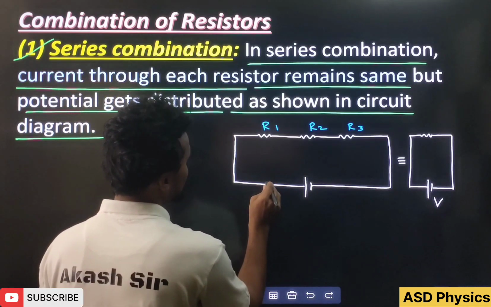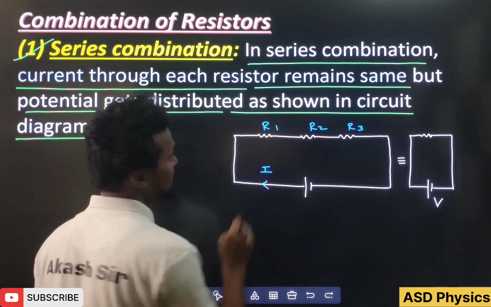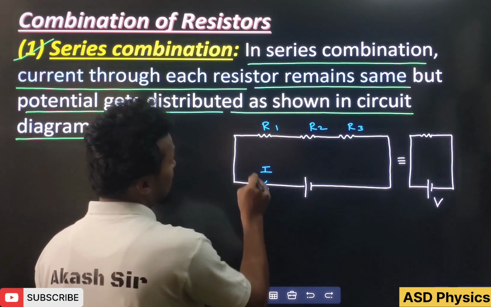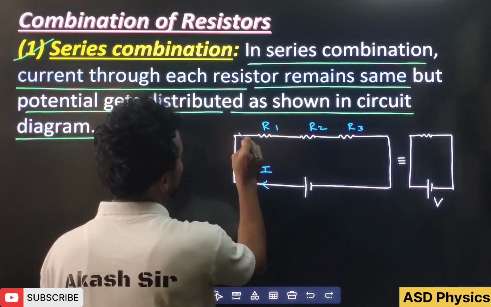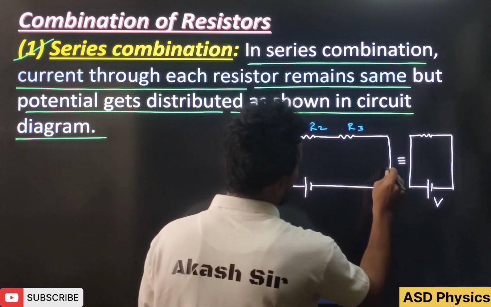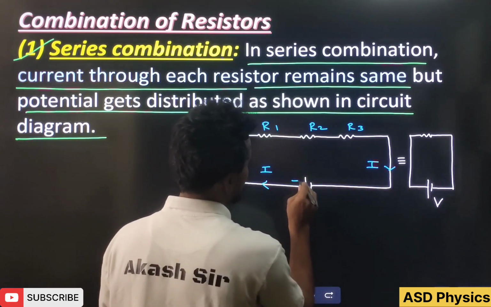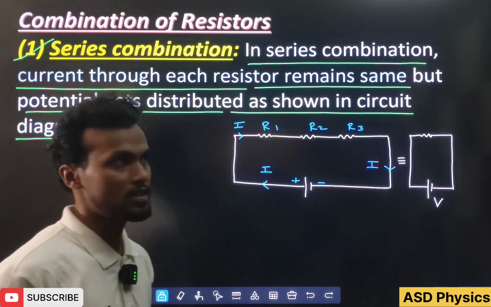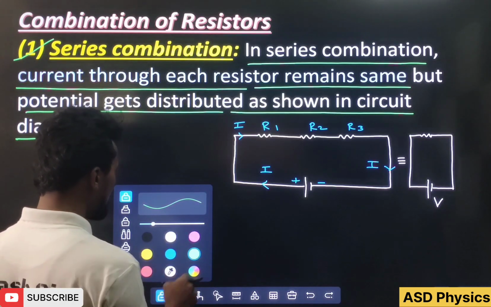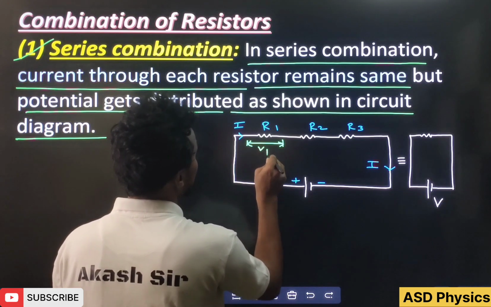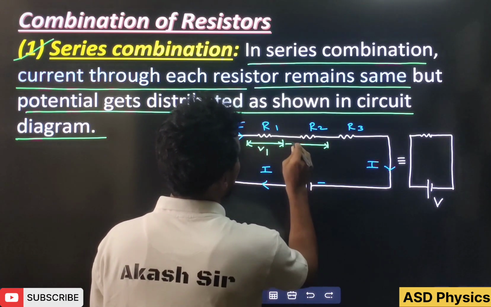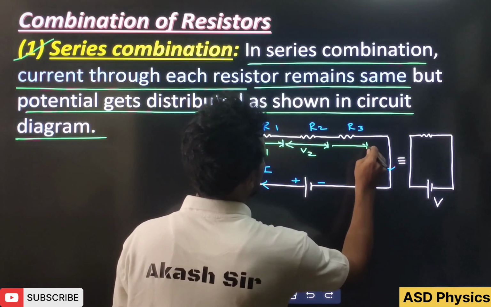How can we tell? Because let's take, if current I is coming from the battery, then what will happen? In all three resistors, how much current will flow? The current will be I. Okay, and here again it will come back. This is the positive terminal, this is the negative terminal. Okay, and let's take the potential drops across the resistors as V1, here V2, and here V3.